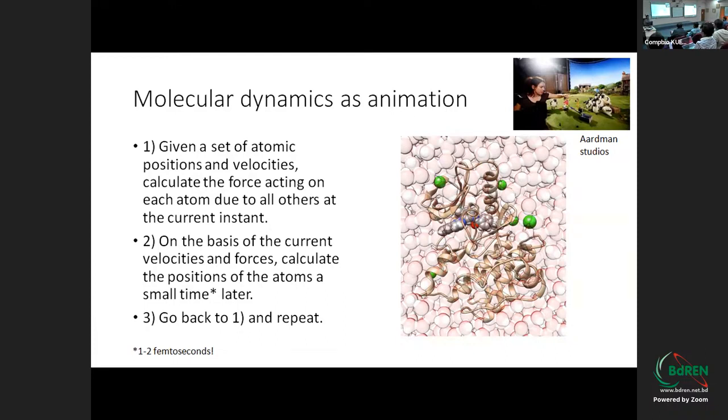And typically, each step is of the order of 1 to 2 femtoseconds, but there can be a larger time step. Like we calculate first what will happen at 0th time, then what will happen at the 2 femtosecond time, and what will happen at the 4 femtosecond time, and so on. But there are techniques to do it larger, but typically it is done at 1 to 2 femtoseconds.